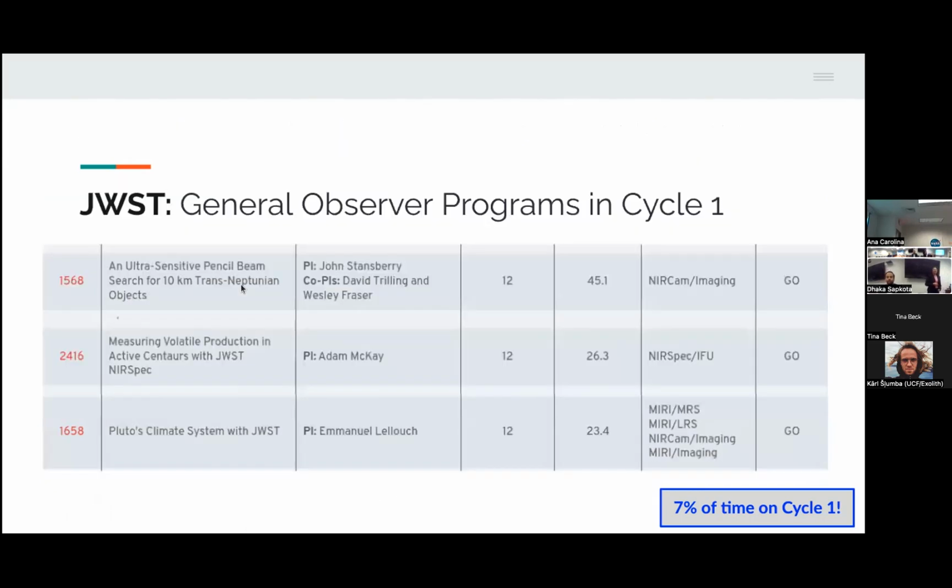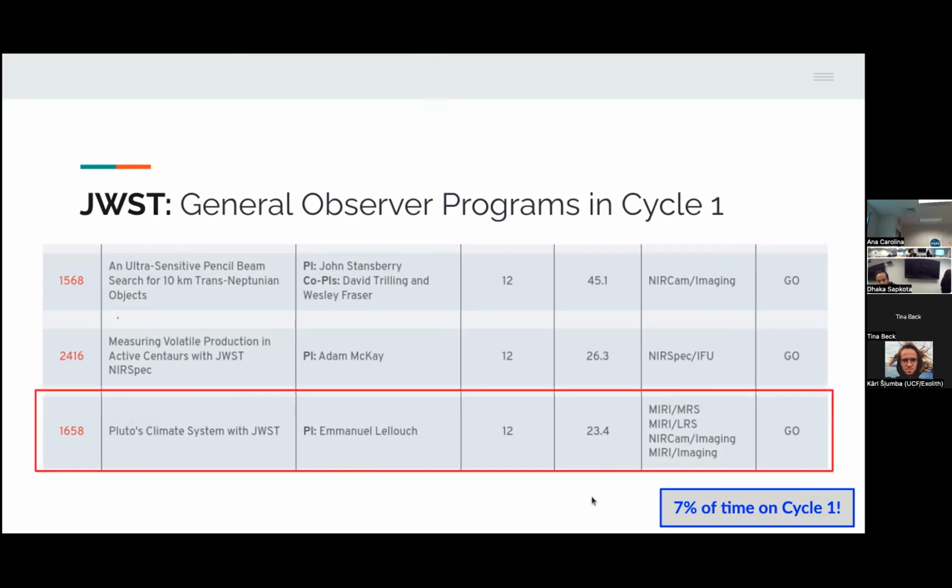I also had the GO, the General Observer Program. This program is open to the entire community to send a project to be evaluated and receive time to be done with JWST. And also in this category, the ones only with troublesome objects. I am working in this project where we receive data from Pluto, from MIRI, and MIRI is up to 28 microns.